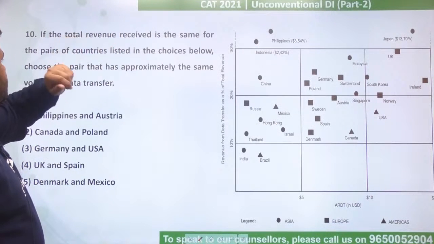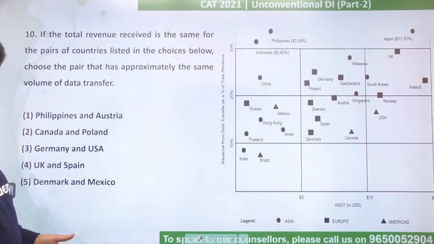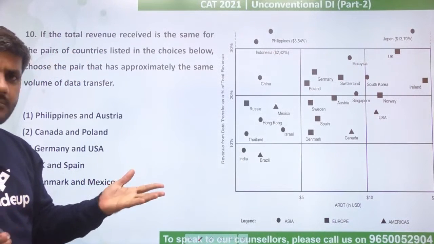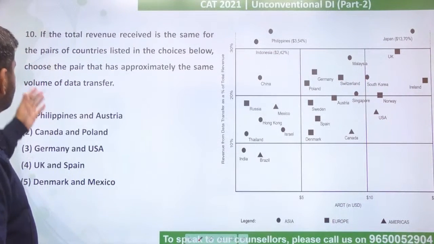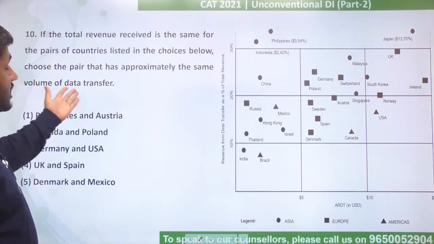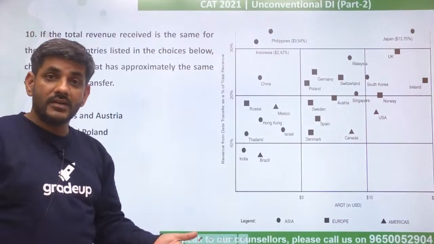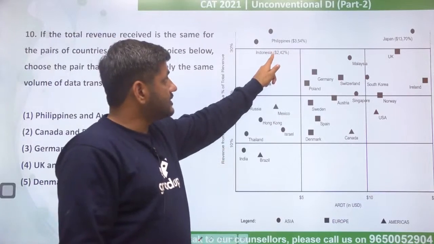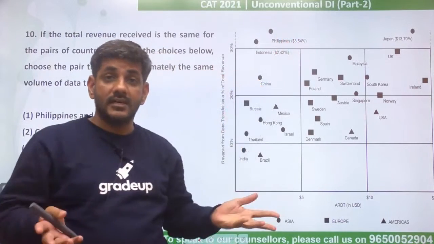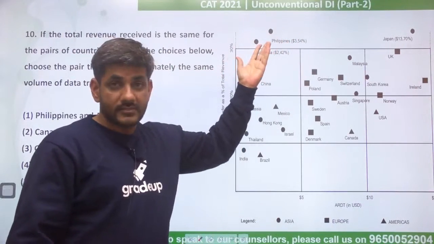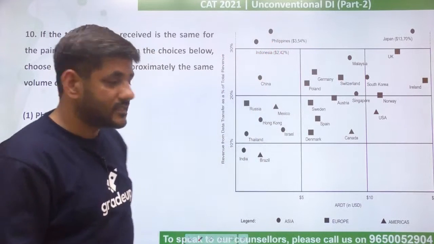Total revenue received is same for the pair of countries. वगैरह सबके लिए revenue is same. That means 100 अब मान के चल सकते हैं for all of them. Choose the pair that has approximately the same volume of data. And how do we get volume of data? This by this, this by this. And if total is 100, so we just have to calculate this, right? For which two countries it the same?